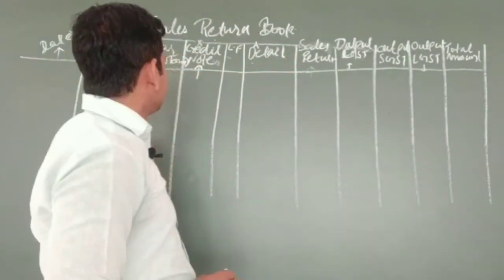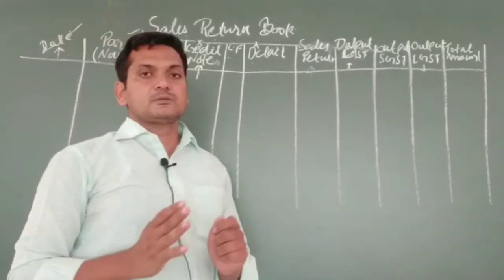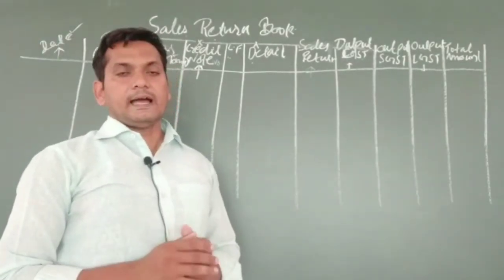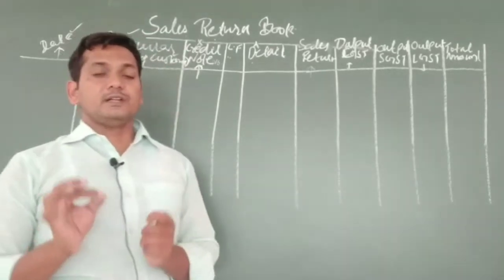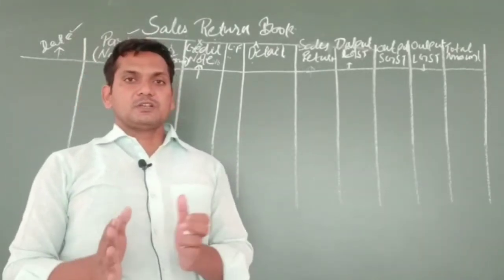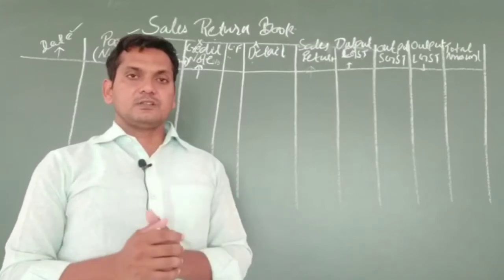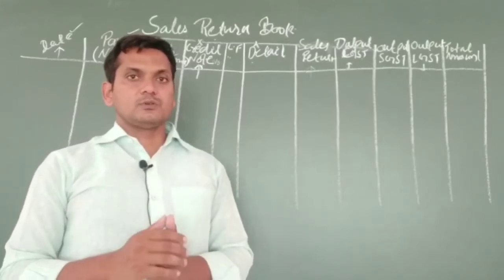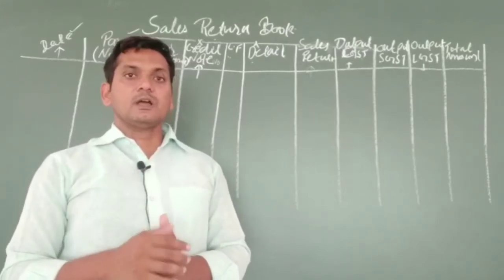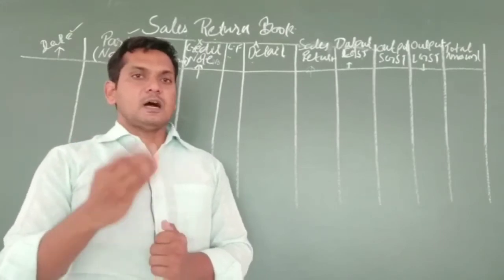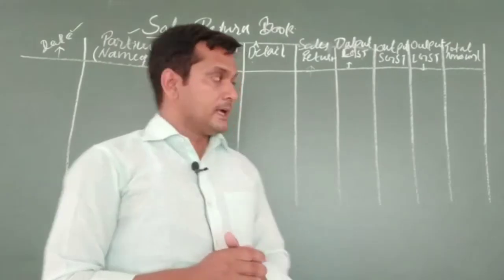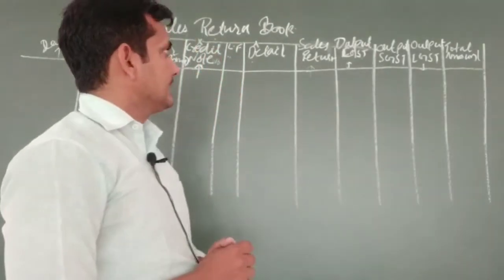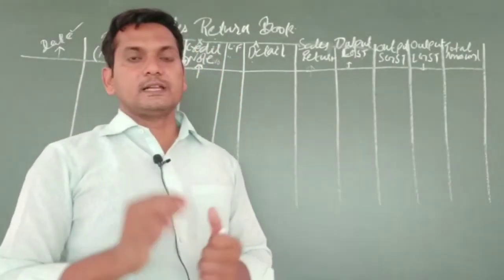I think it is just like a purchase return book, and we have already discussed the purchase return book. It is also called purchase return and sales return. Purchase return is the return outward book, and sales return is the return inward book. It is also called by both names. I think it is clear, and you are able to solve the related questions.